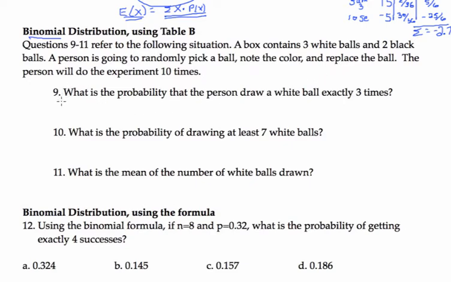What is the probability that the person draws a white ball exactly 3 times? The experiment is done 10 times. 3 white balls, 2 black balls. To do binomial, you need to know n, x, p, and q. N is the number of times that you do the experiment, 10. X is the number of successes that you're looking for, exactly 3 times, so X is 3.